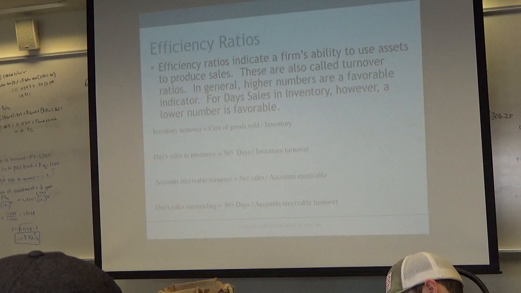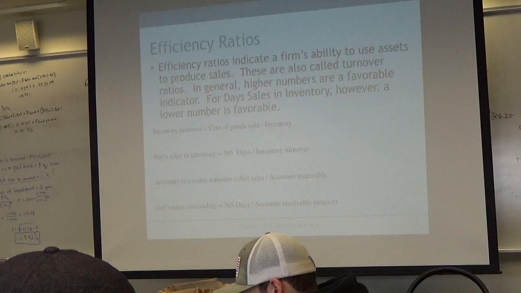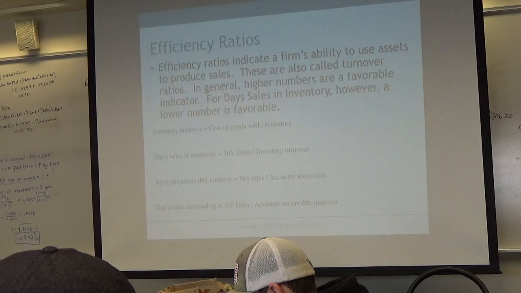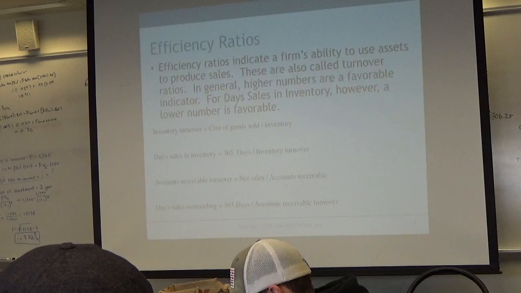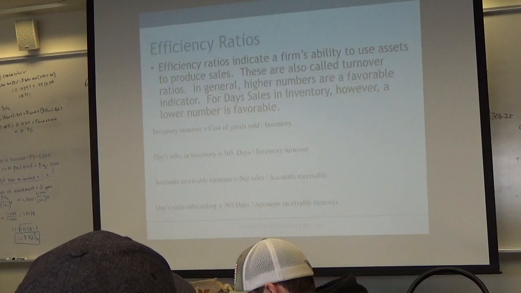Next are the efficiency ratios, which indicate a firm's ability to use assets to produce sales. They're also called turnover ratios, and in general, higher numbers are a favorable indicator. For days sales in inventory, however, a lower number is favorable. To find inventory turnover, you divide the cost of goods sold by the inventory. For days sales in inventory, you divide 365 days by the inventory turnover. Accounts receivable turnover is net sales over accounts receivable, and days sales outstanding is 365 days over accounts receivable turnover.